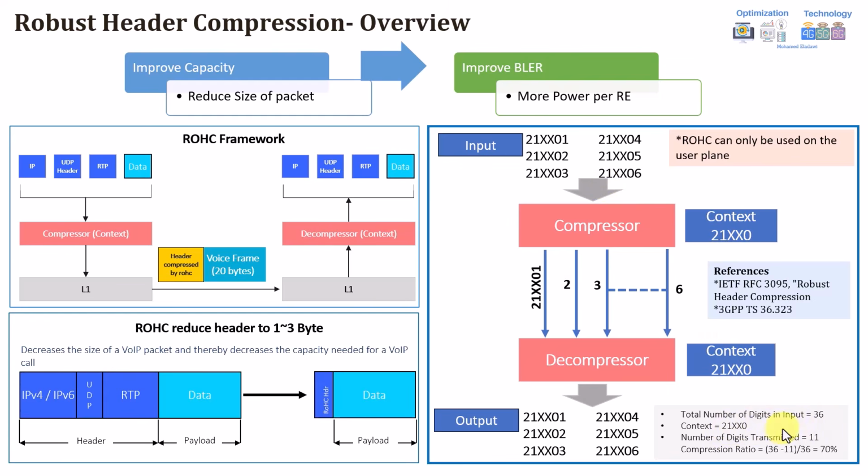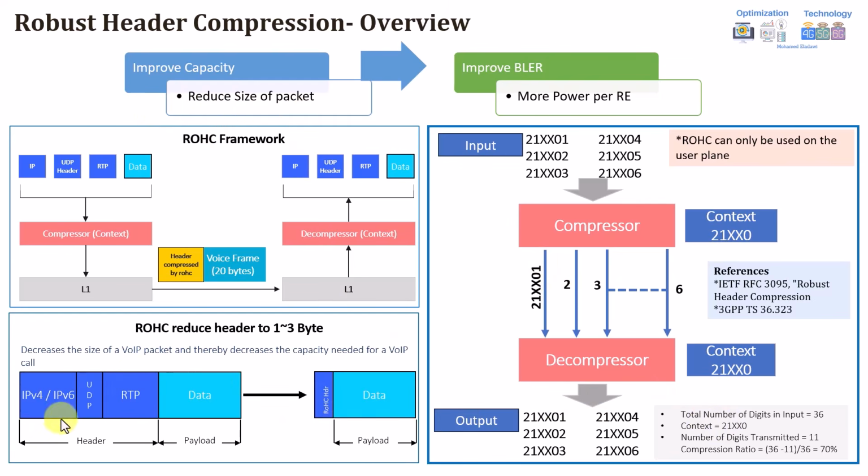So once you establish the context, you need only to transmit 11. Why is it 11? Because the first one you need to transmit as it is, which is 6, then 7, which is the last digit, 8, 9, 10, 11. So you have 11. Usually you need to transmit 36, but in this case you are transmitting only 11 instead of 36. You have around 70% improvement or reduction in the packet size, and this is how it works.